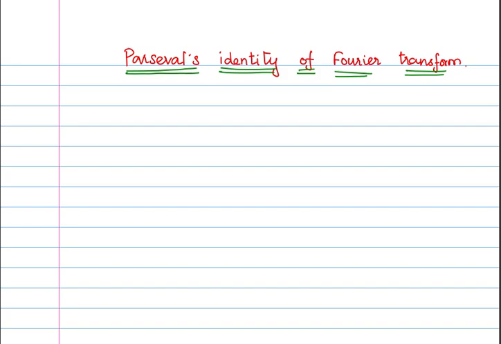Hello friends, in this video we are going to see what is the Parseval identity of Fourier transform, then using the Parseval identity, how to find the improper integral. We are going to see that in this video. So first we state what the Parseval identity is.